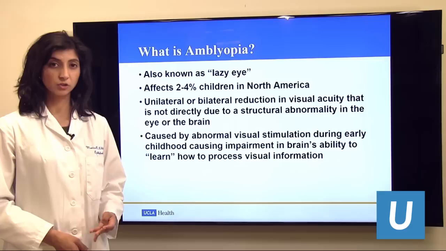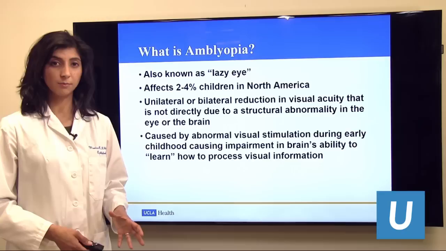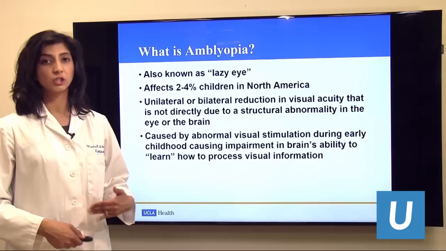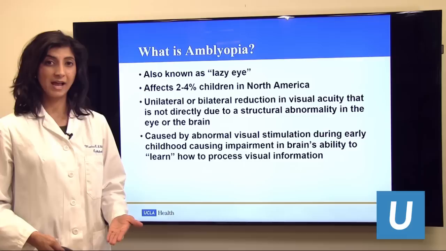Instead, what occurs is there's a critical period of visual development during early childhood. During that period, if the eye does not provide sufficient visual stimulation, the brain doesn't have a chance to learn how to process that visual information in a normal manner. Then, once that critical period has passed, the amblyopic eye will always have a limited visual potential in comparison to a normal eye.